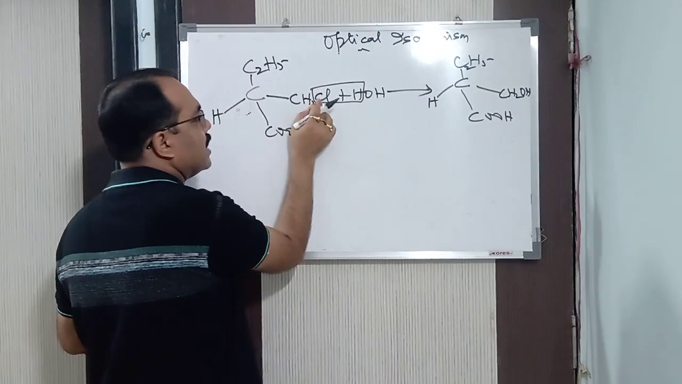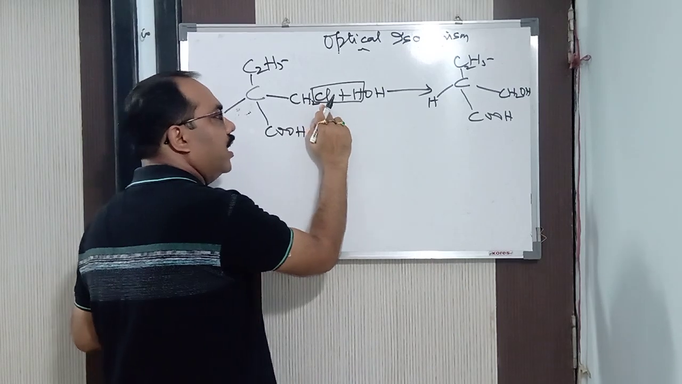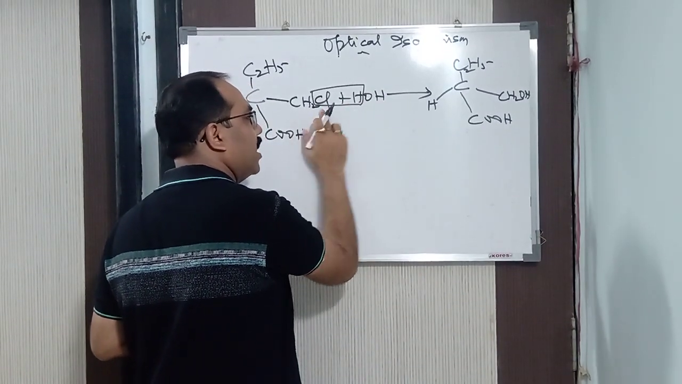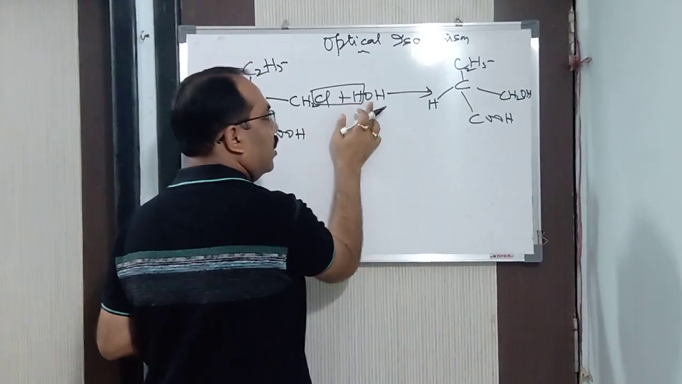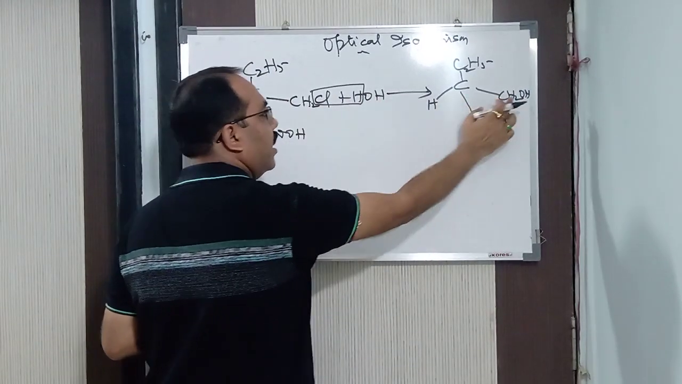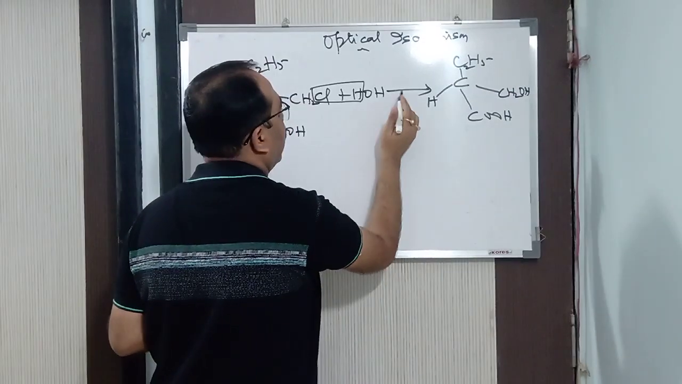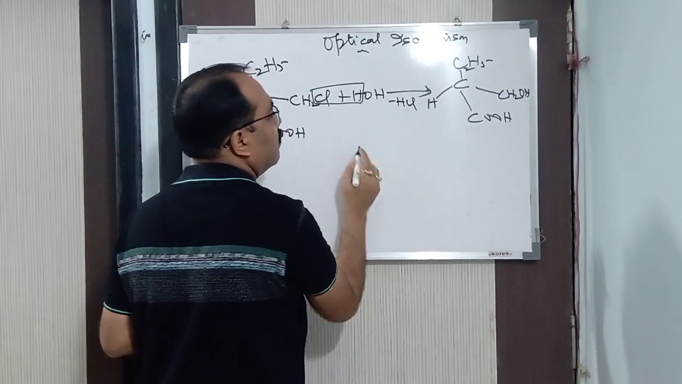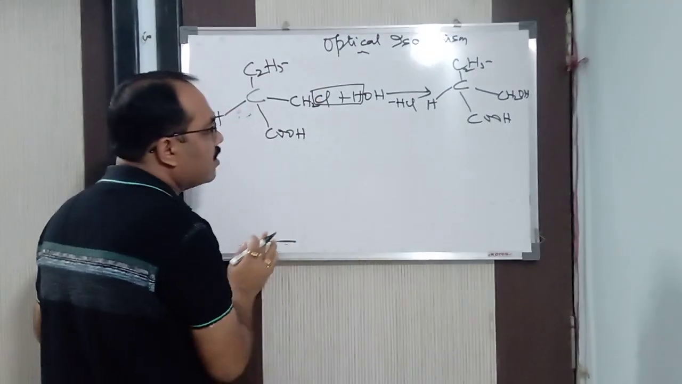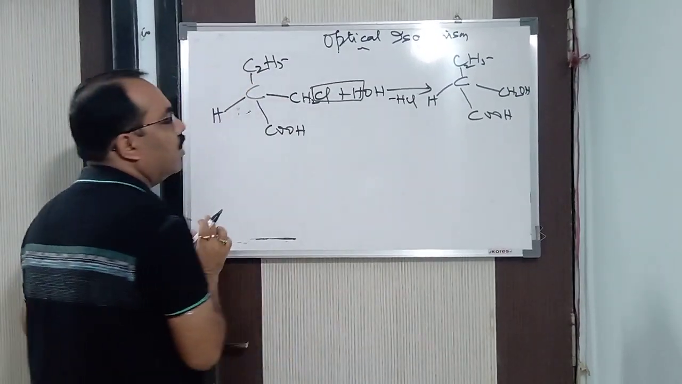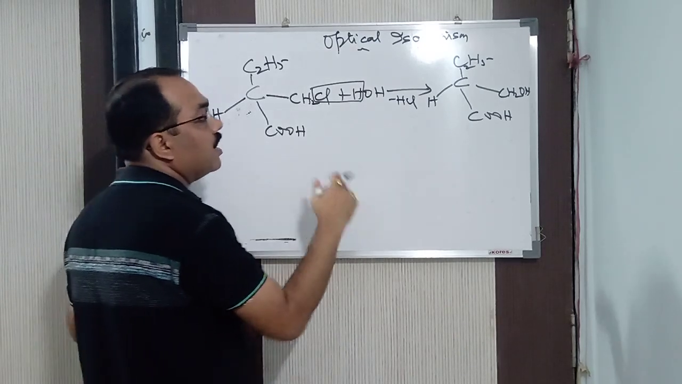So what you find is that OH is replacing Cl and it is retaining on the same side. So hence what I said, this is retention. But suppose in inversion what will happen? This OH will come this side. Got it? Then that phenomenon is known as inversion.